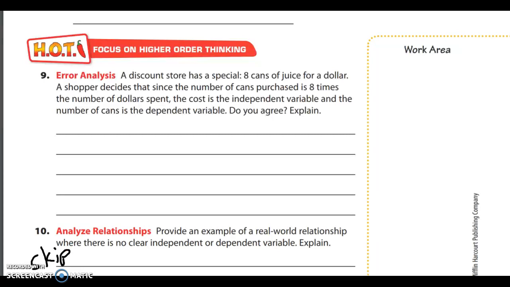Well, I'm going to use my clues here, and I'm going to notice these words, error analysis. And then when I see this, do you agree, right here, and explain, I'm going to think the answer must be disagree. So I'm going to write that right here. They're telling us to disagree, so I'm going to disagree. Now we just have to figure out why. I'm going to write I disagree because.